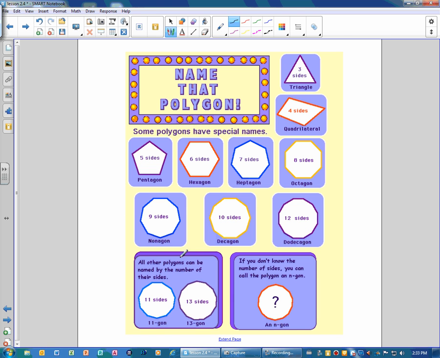And then it says all other polygons can be named by the number of their sides. So 11-sided is an 11gon, 13 sides is 13gon, etc. And then it says if you don't know the number of sides, you call it an n-gon, where n is the number of sides. So again, you may want to copy this down, because I may ask you to find the angles of a certain sided shape.